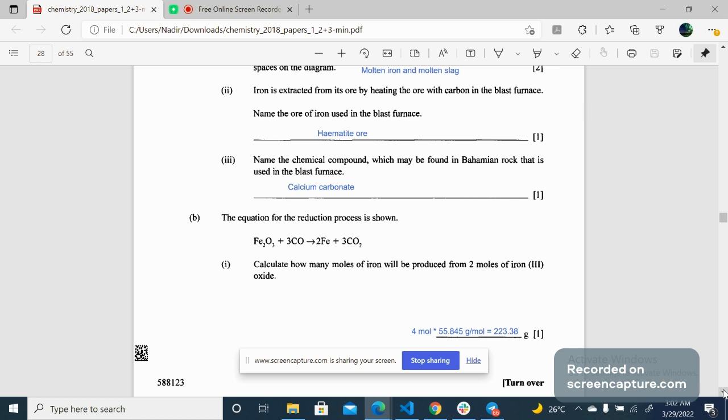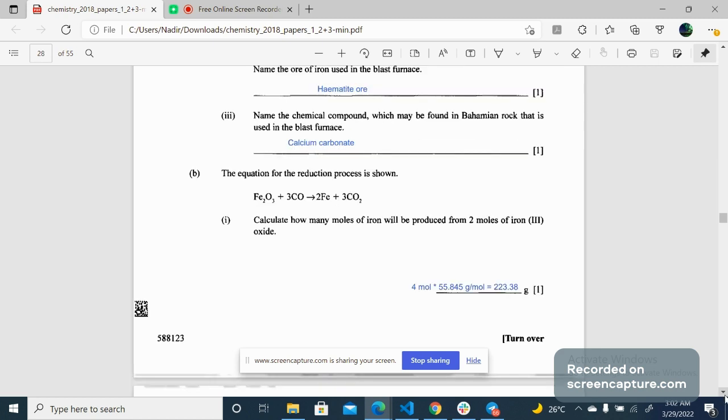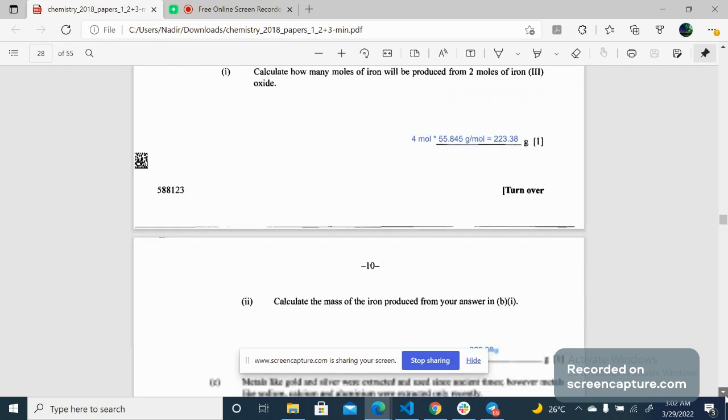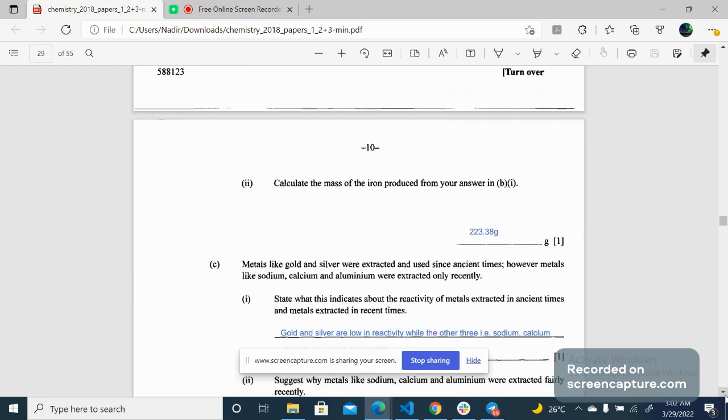So we plug in these numbers, and then we calculate this to see that this is 223.38 grams. Okay, this is it. And then part 2 says the mass of iron produced by the answer. Yes, this is it, 223.38 grams. Okay, and then moving on to the next question.